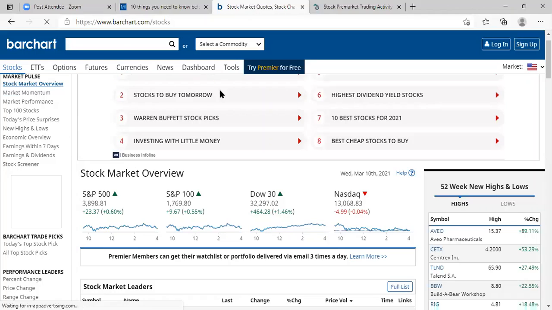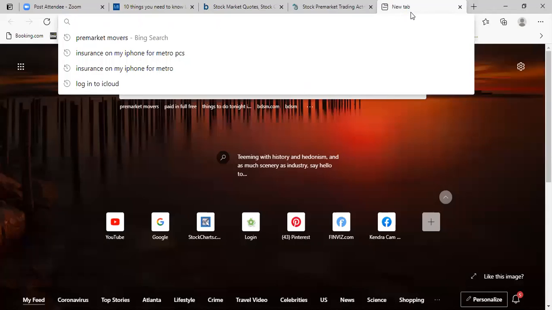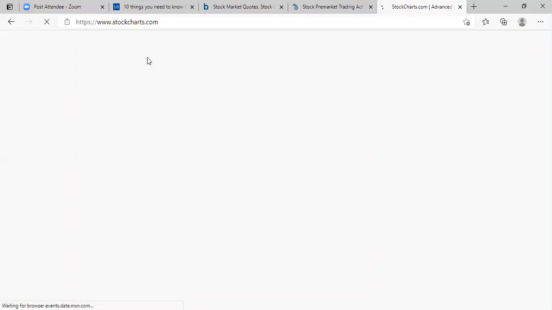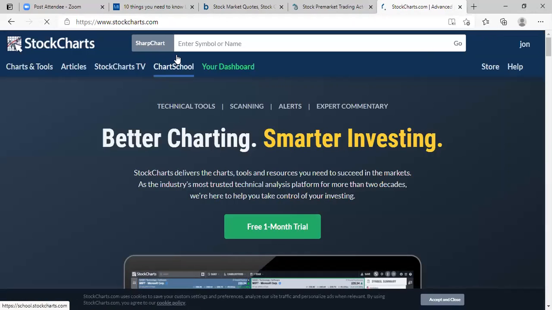Now let's talk about that watch list that I keep mentioning. So when you have your StockCharts account, StockCharts is where you want to add these stocks to your watch list.